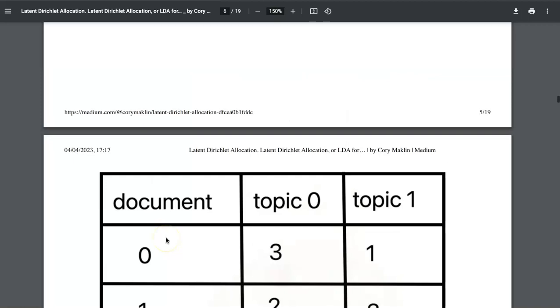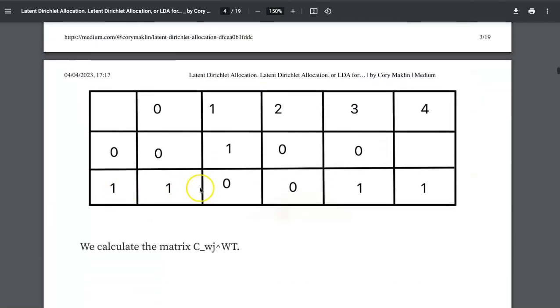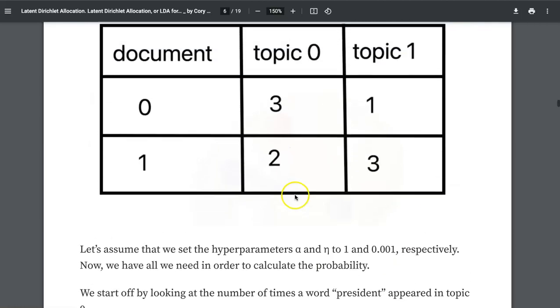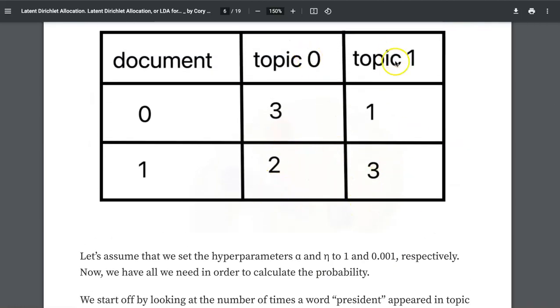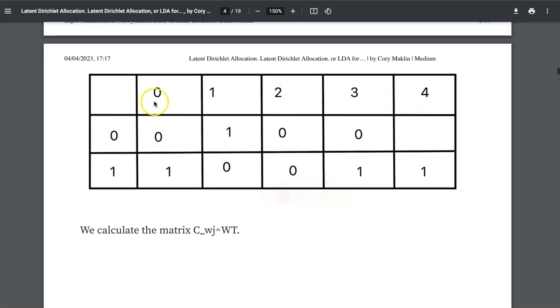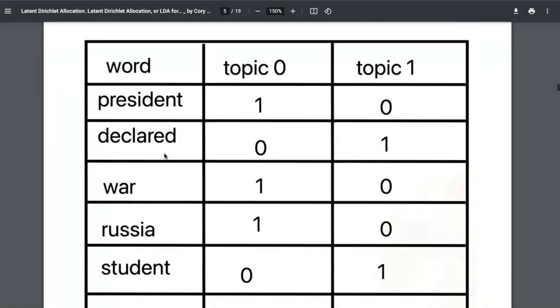Similarly, if you check document 1, there are 2 words from topic class 0 and there are 3 words from topic class 1. So you have already calculated this WT and DT matrix from the initial assignment of the topic class for each individual word in each document. Okay, this is the thing.